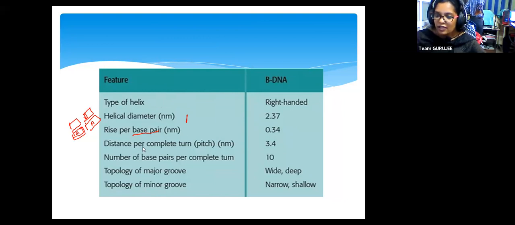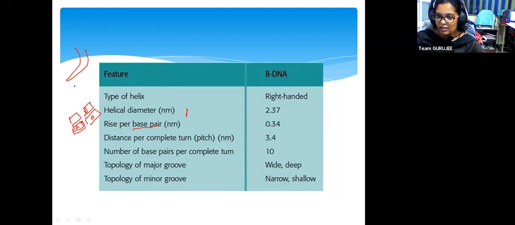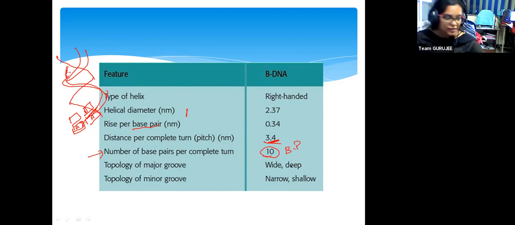Then the distance per complete turn. For each turn like this, the DNA will be like this, right? For each turn, the distance will be 3.4 nanometer. Number of base pairs for a single turn, there will be 10 base pairs.